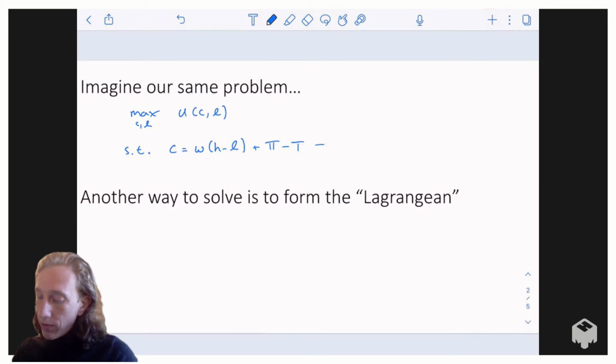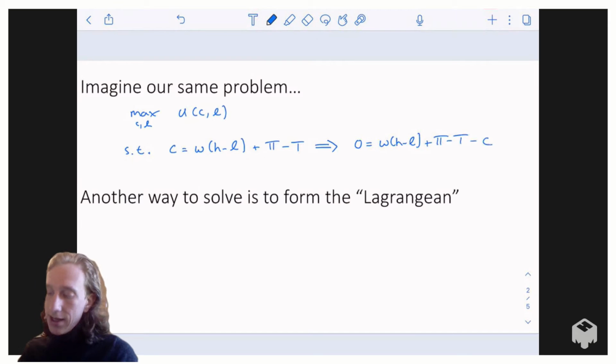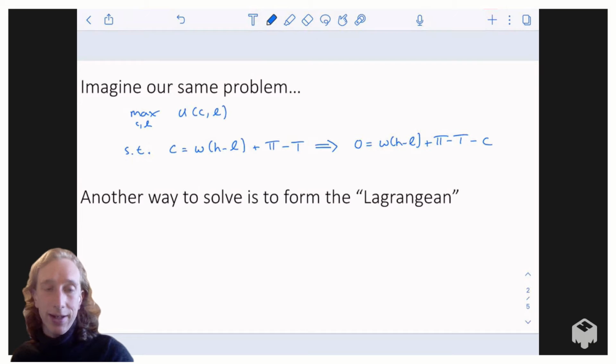Note that you can rewrite this by bringing the consumption term to the right-hand side as follows. It would just be 0 is equal to, again, wage income plus profits minus taxes, and now minus C. So that's the same equation. I've just written it in a different way.